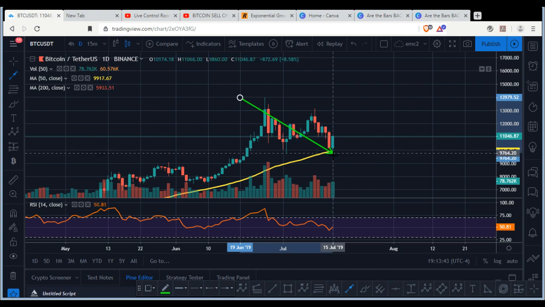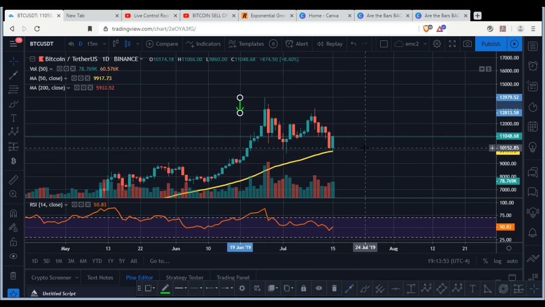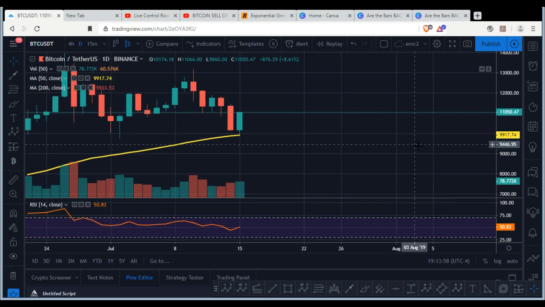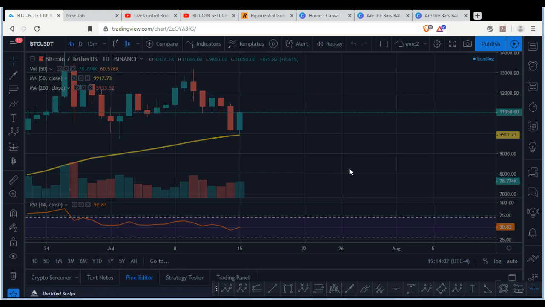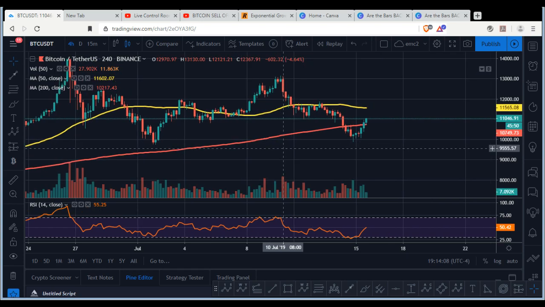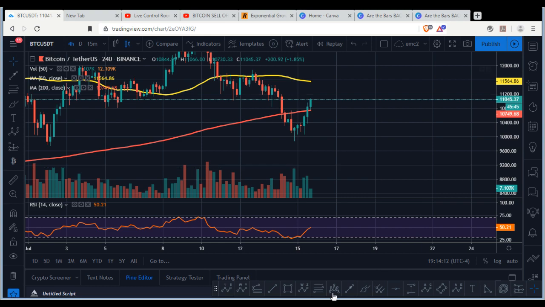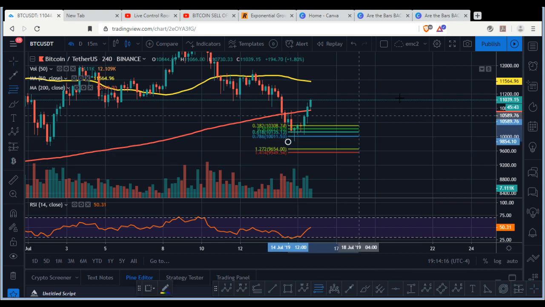Even though we got support from the 50 MA, I want to see more confirmation at least. BTC is looking extremely bullish, but another confirmation would be a 50% drop from the current wave, which is going to be great. And I want to see a drop with low volume. I don't want to see those types of drops with big volume. Very low volume. So let's see.